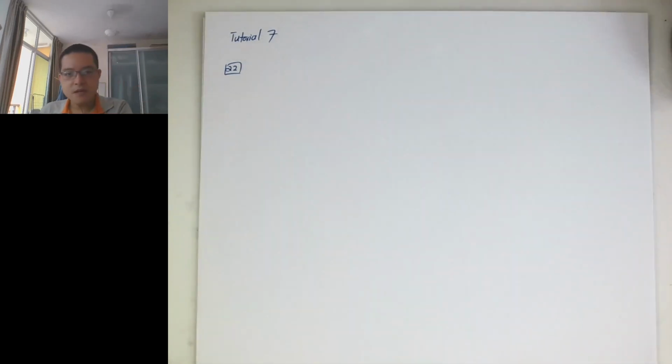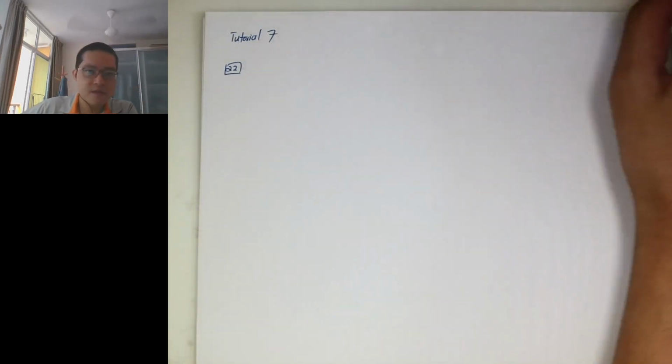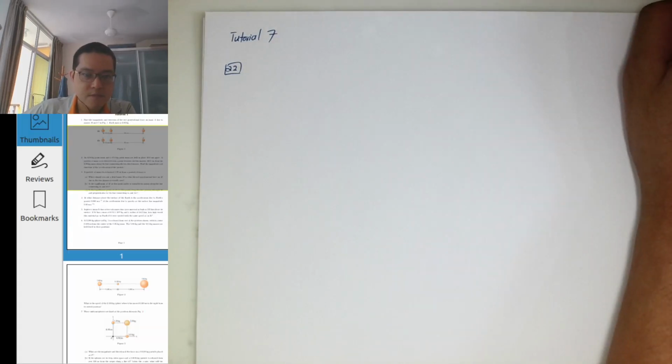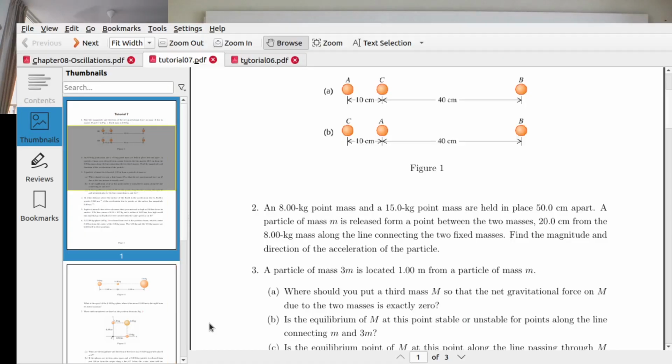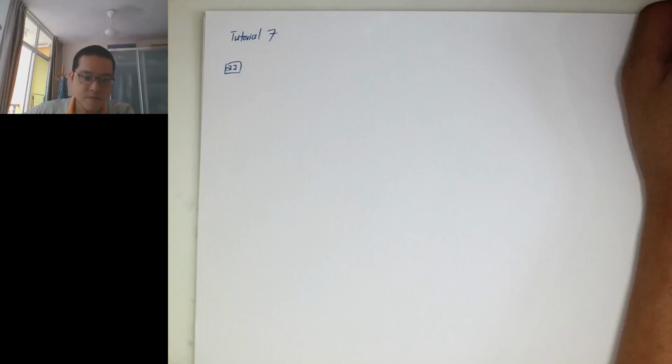Okay, so question 2 goes like this. We have an 8 kg point mass and a 15 kg point mass 50 cm apart. A particle of another mass m is released from a point between the two masses, 20 cm from one of them. Find the magnitude and direction of the acceleration. We should be able to work this out based on the info given.